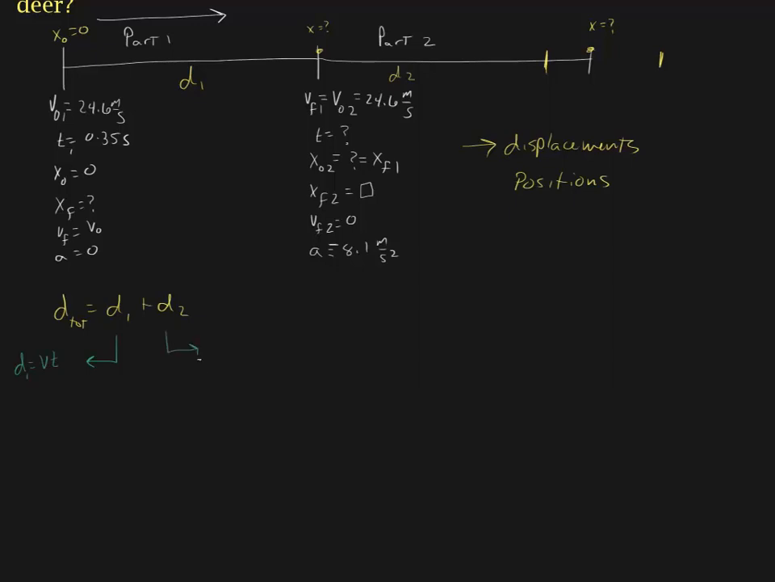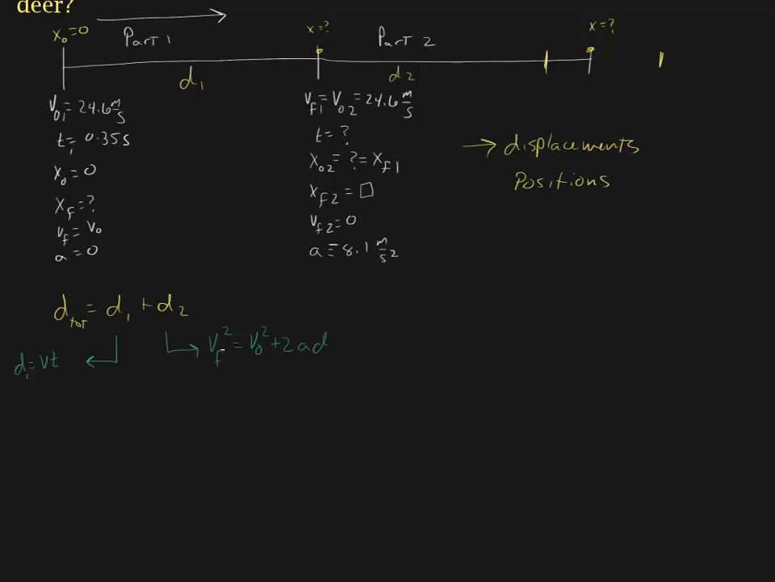Now we've got to select an equation for d2. The question is, which one is going to be the best one? Well, if you look at what we know and what we don't know, what we don't know is time. And since we don't have time, the most likely candidate as a starting point to find displacement 2 would be the time-independent equation of motion. That's going to be v final squared equals v initial squared plus 2ad.